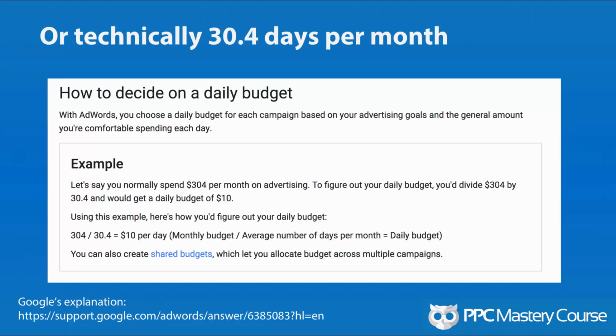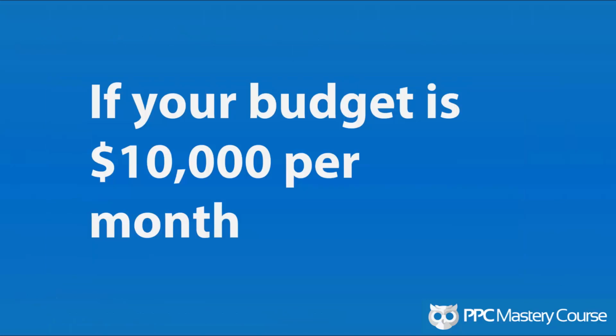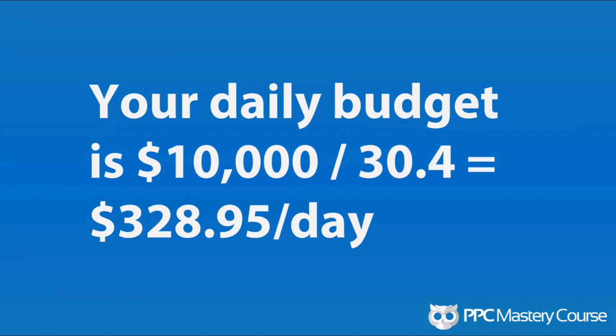Or if you want to take the official Google approach, which we linked to in this video, you can see that it's 30.4 days per month you want to divide it by, and Google gives an example here as to how it should work. But I'm going to give an example that I think is a little bit more relevant for you. Say that your budget is $10,000 that you're willing to spend per month on Google AdWords. Now your daily budget would be the $10,000 divided by 30.4, which is in this case $328.95 per day. Now you might get a more round number if you choose to divide by 30, but either way, this is essentially what your plan will be for your budget.